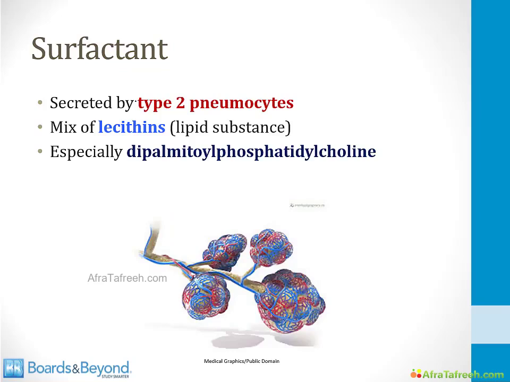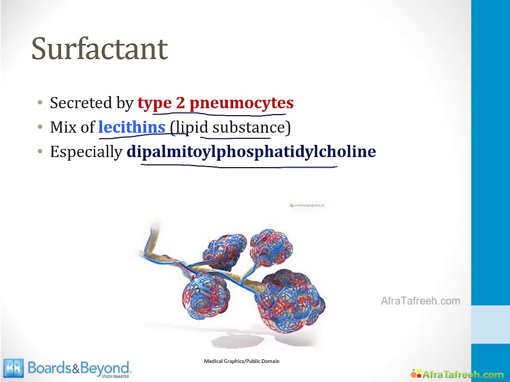As I mentioned earlier, surfactant is secreted by the type 2 pneumocytes in the alveoli, and it's a mix of substances called lecithins. Lecithins are all lipid-like substances, and the most important one is dipalmitoyl phosphatidylcholine. They may ask you this on your exam, so you should be aware that this is the most important lecithin, and lecithins are what make up surfactant.